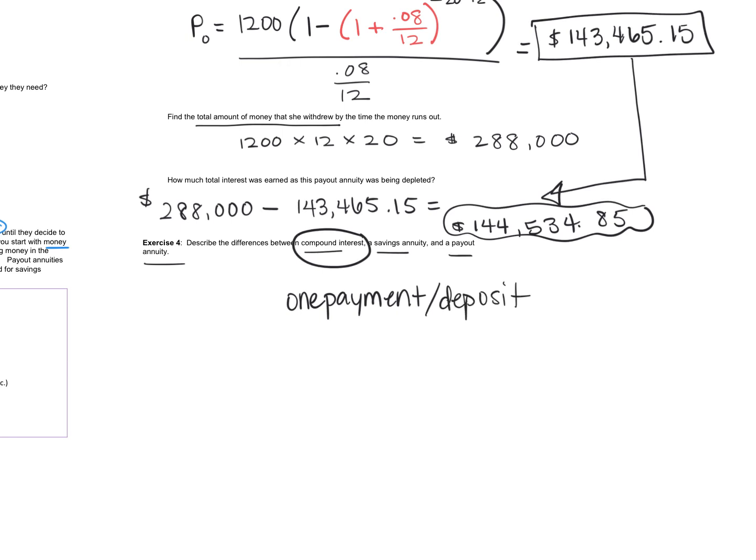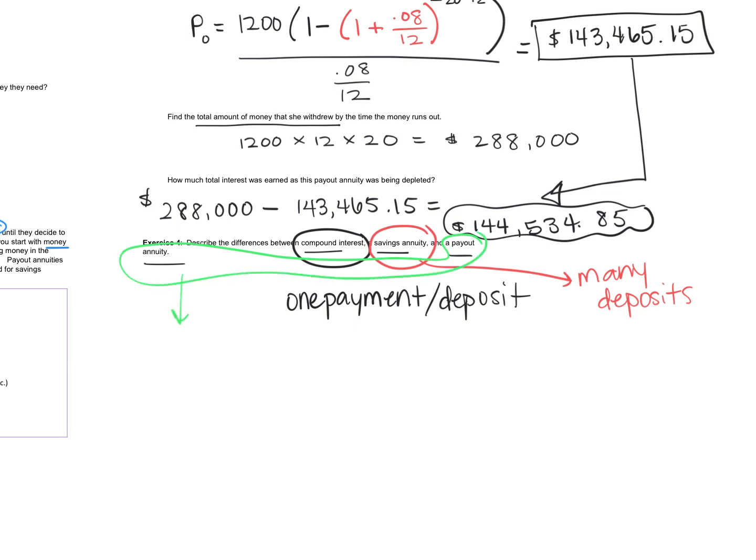But the annuity, the savings annuity, is going to be multiple deposits. So many deposits. And each one will be earning a little bit different interest because each one has been in there for different amounts of time. And then lastly, the payout annuity, that one is going to be many withdrawals. So we want to try and keep those all straight.